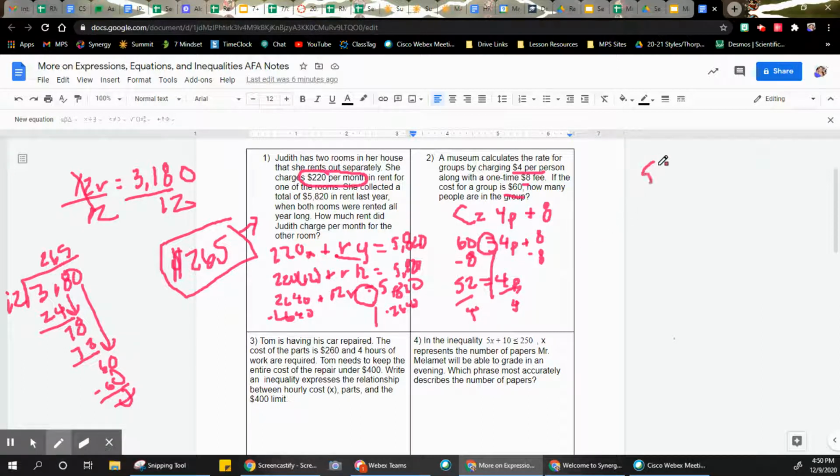I'm going to do 52 divided by 4. 4 goes into 5 one time. Minus 4 is going to be 1. Bring the 2 down. 4 goes into 12 3 times. So there was a total of 13 people in their group.